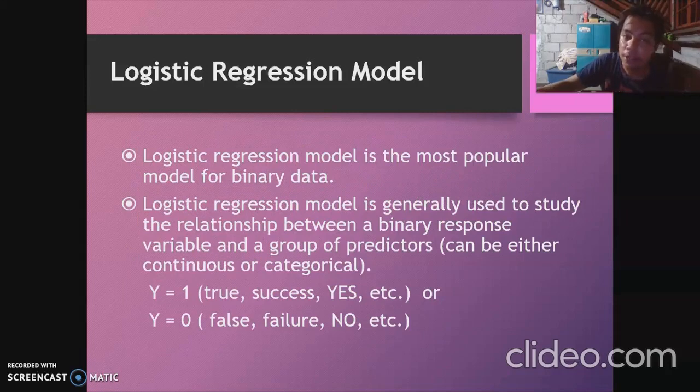Okay. So, logistic regression po is the most popular model for binary data. It is used to study the relationship between a binary response variable and a group of predictors, which can be either continuous or categorical. So, sabi ko nga po kanina na ginagamit po yung logistic regression to analyze po yung isang case if the case or the scenario or the question is answerable with this binary response, or if it's true or false. So, ganun din po yung sa logistic regression.